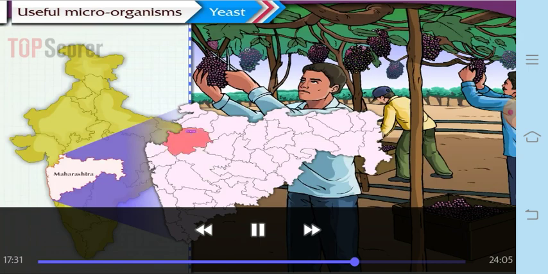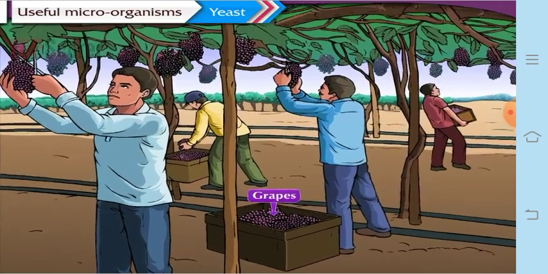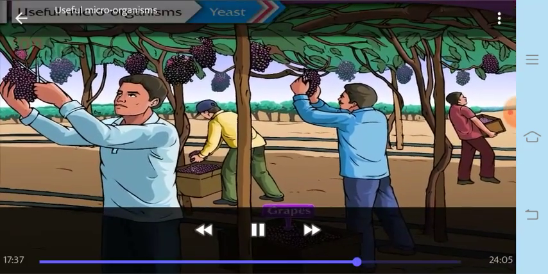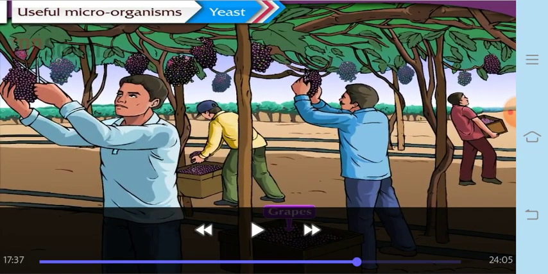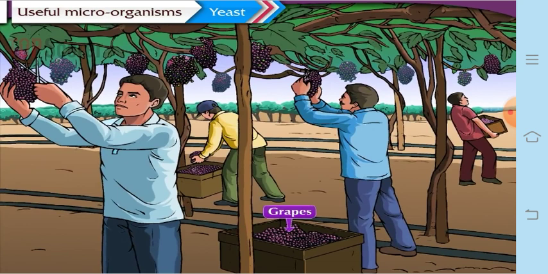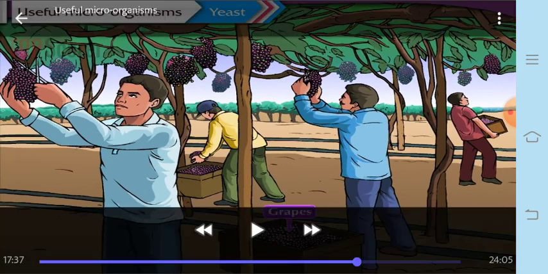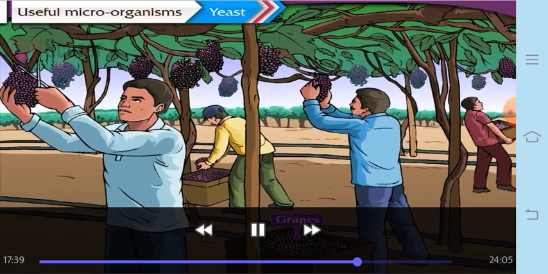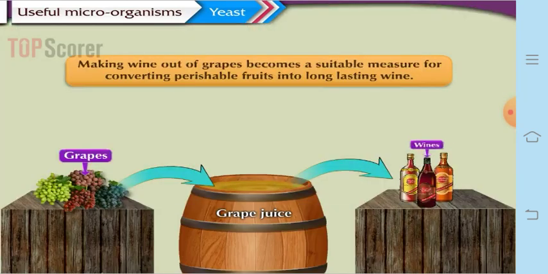Now, you know that in Nasik there are many wineries, correct? Why are they situated there? It's because grapes are grown in Nasik. Nashik is famous for grapes, and you know grape is a very perishable fruit. Why? Because it gets spoiled very fast. So it's better to use these grapes for making wine. Making wine out of grapes becomes a suitable measure for converting perishable fruits into long lasting wine.